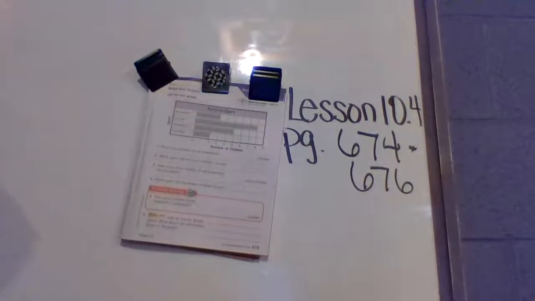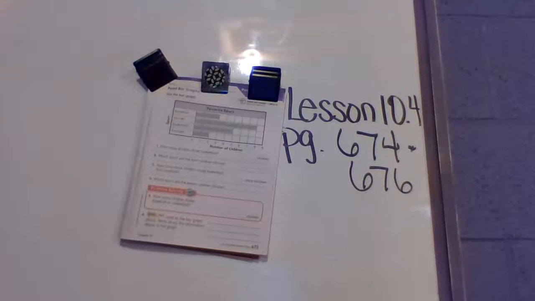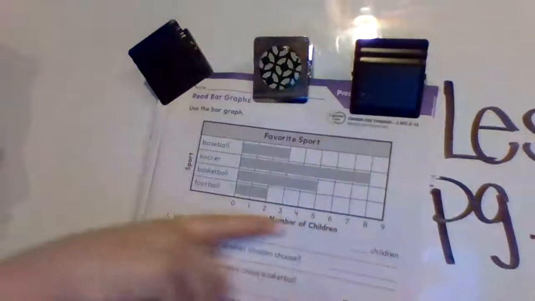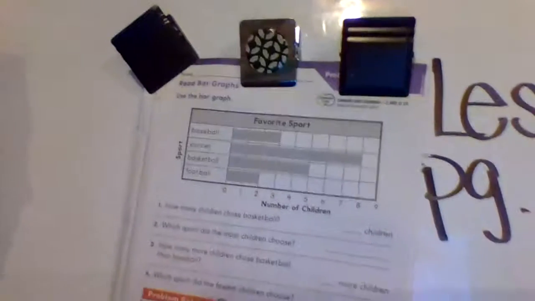All right, we're going to use this bar graph. We're on the homework page now, 675. All right, so this bar graph is showing people's favorite sports. And the sports listed are baseball, soccer, basketball, and football. And then if you look underneath, these are the number of children that voted for their favorite sports. So let's answer the questions.